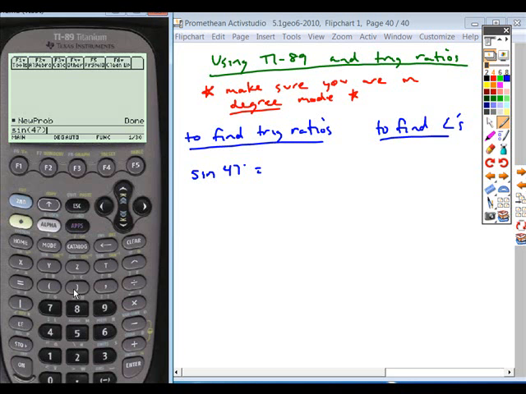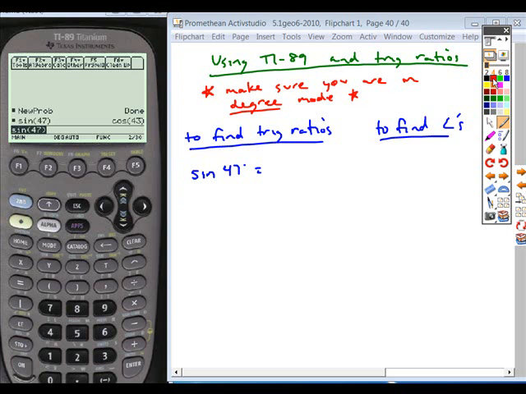Now, if I don't put anything after this, if I just hit enter, I'm in exact mode, so it's not going to give me the decimal form. You'll usually evaluate trig ratios to 4 decimals. And I'll specifically tell you, usually with angles, you'll evaluate it to the nearest whole number.